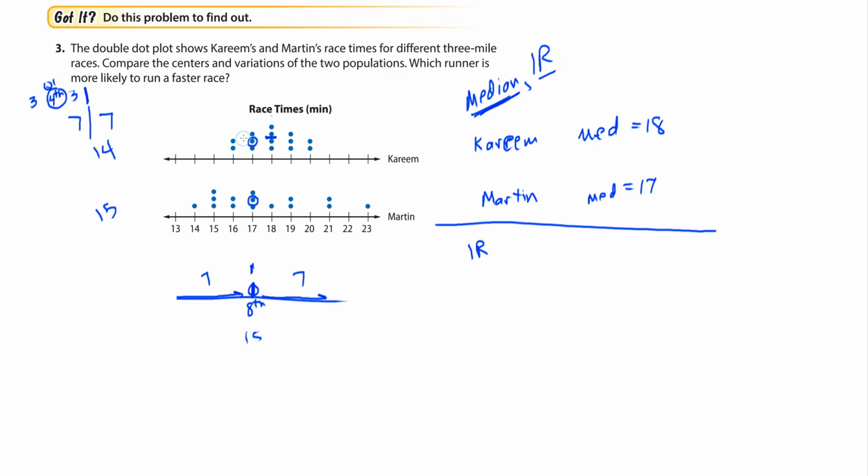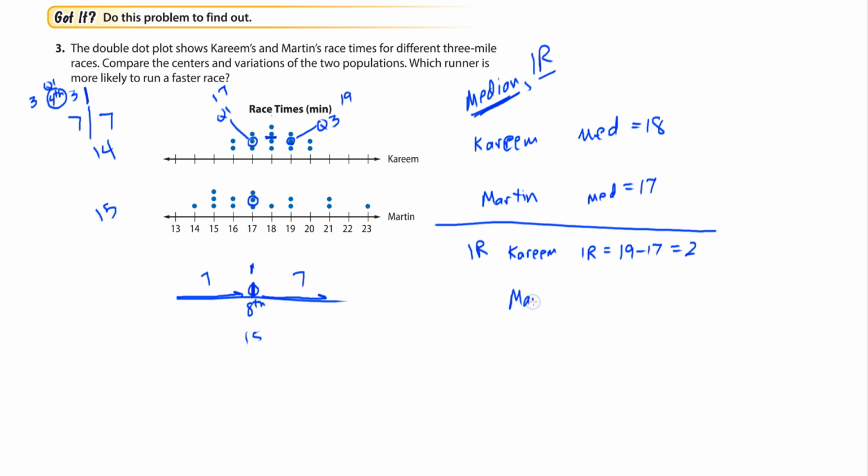There's 3 dots, Q1, 3 more dots. 3 dots, Q3, 3 more dots. So this right here is Q1, and this right here is Q3. So Q1 is at 17, and Q3 is at 19. So for Kareem, the interquartile range is 19 minus 17, it's 2.